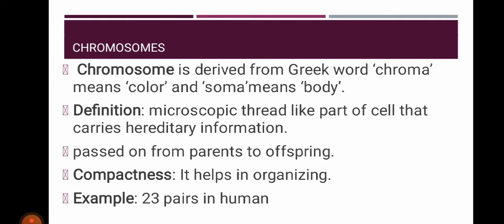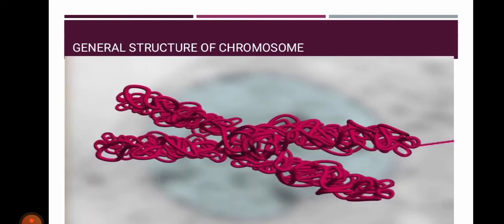One of the basic properties of the chromosome is its compactness. It is always present in a compact form that helps it to organize during cell division. When cell division occurs, its compactness helps it to organize itself. For example, there are 23 pairs of chromosomes in the human body in the compact form. Here you can see the structure of the chromosomes. It is a thread-like structure that is coiled around and forms an organized structure. You can see the arms of the chromosome, and it is a well-defined structure.